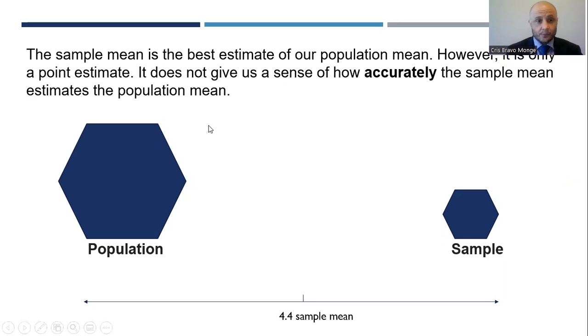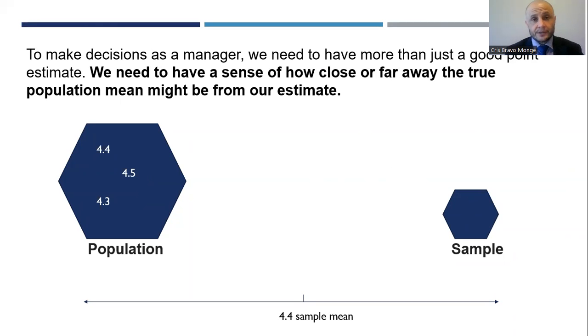In this case, we have a population, and let's say that we have identified our customer service rating from our sample, and it says that it's 4.4 out of 5. That is very good, but that is just one point estimate. The population might hold other numbers like 4.4, 4.5, 4.3. And to make decisions, we need to have more than just a point estimate. We need to have a sense of how close or far the true population might be from our estimate.